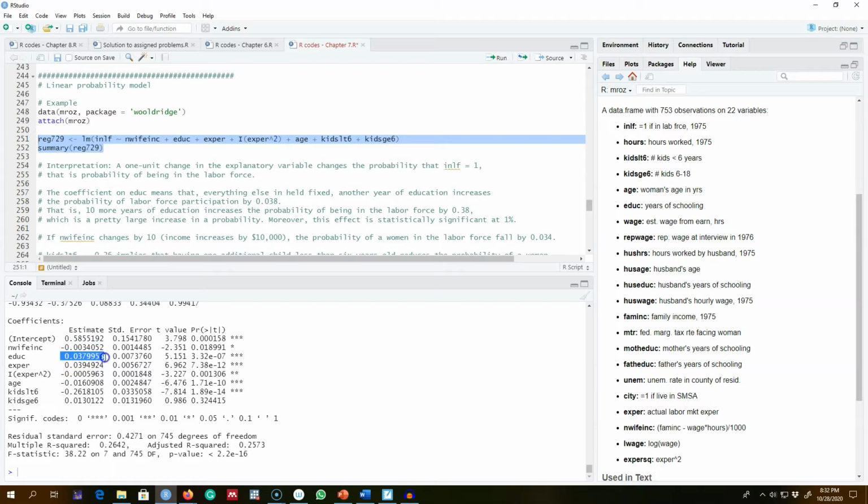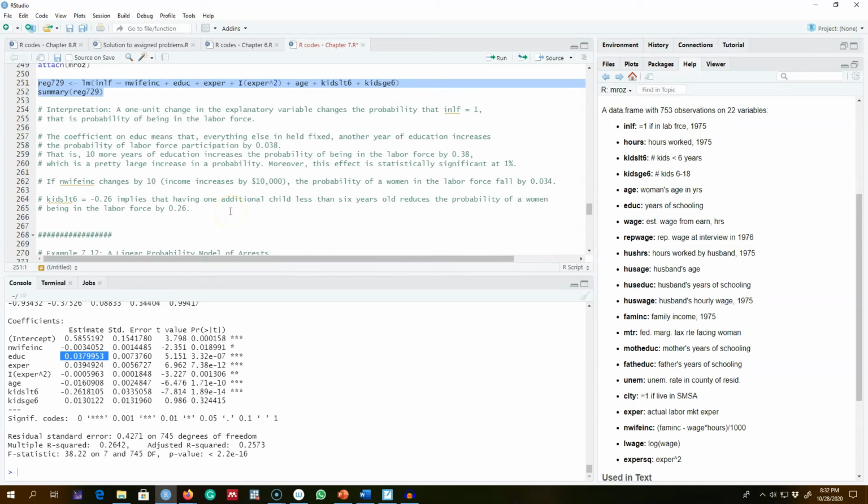The second variable shows that if education of a woman increases by 1 year, the probability of that woman being in the labor force increases by 0.03. And obviously all these interpretations are ceteris paribus, that is holding all other variables constant. So if a woman's education increases by 10 years, the probability of that woman being in the labor force increases by 0.38, which is a huge increase in the probability of being in the labor force.